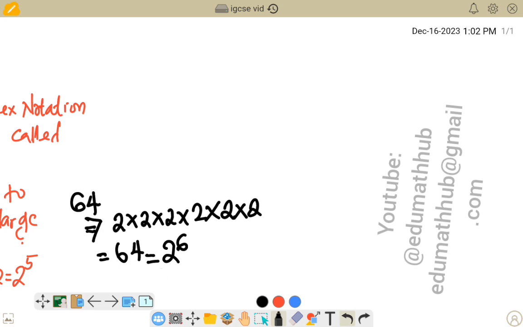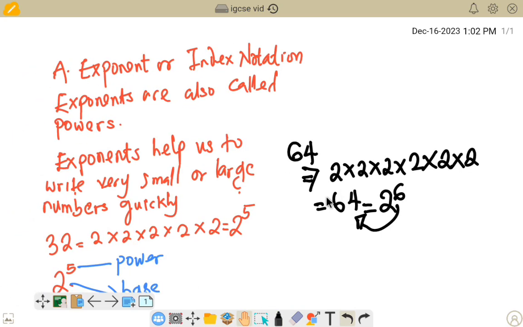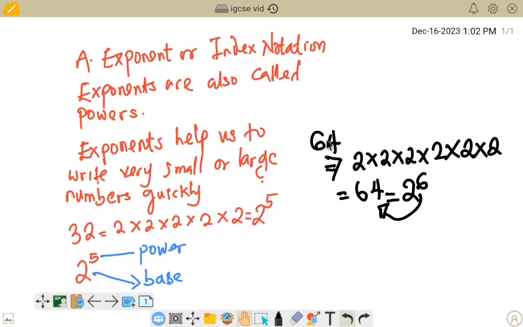So this exponential form is equivalent to the original number. We can write 64 as 2 raised to the power 6. Exponents help us to write very large numbers quickly. We can also write 32 as 2 raised to the power 5. That is 2 times 2 is 4, 4 times 2 is 8, 8 times 2 is 16, 16 times 2 gives you 32. So 32 is equivalent to 2 raised to the power 5.